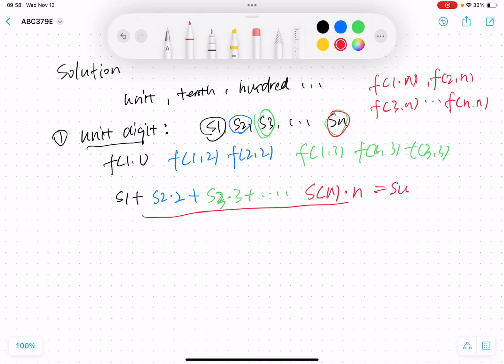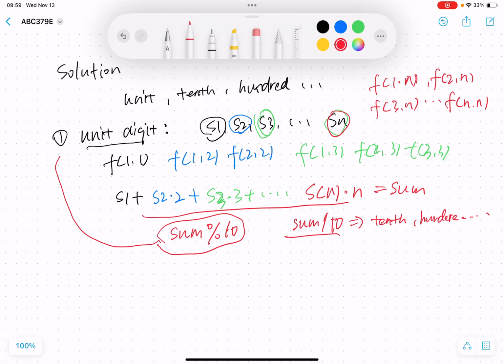Let's call it sum. I mean, this is the sum of the unit digit calculation. So the unit digit will be sum modulo 10. This is the last number of the answer. This is the unit digit of the answer. Actually, there will also be the part divided by 10. For this part, we can add it to the tens digit, hundreds digit, thousands digit, and so on. Okay, so this will be the answer for the first part.